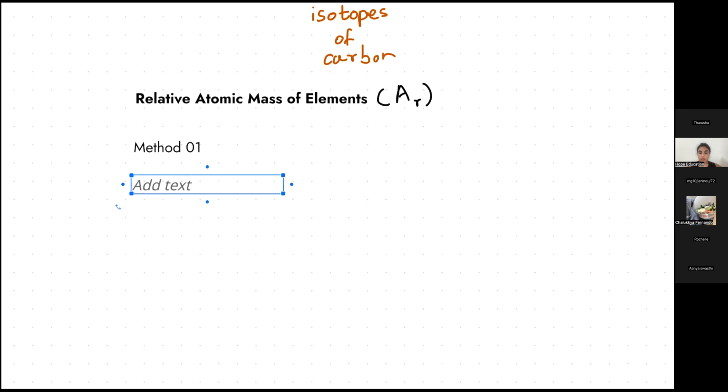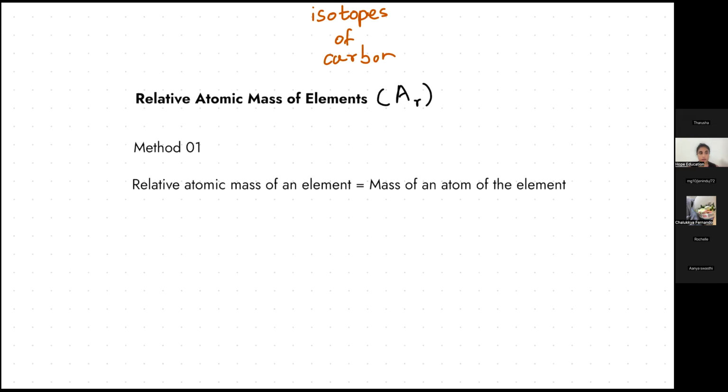Relative atomic mass of an element is the mass of an atom of the element divided by 1/12 of the mass of a carbon-12 isotope. For any element A, you take the mass of an atom of that element and divide by 1 over 12 of the mass of a carbon-12 isotope. I'm pretty sure you did not understand anything at the start.